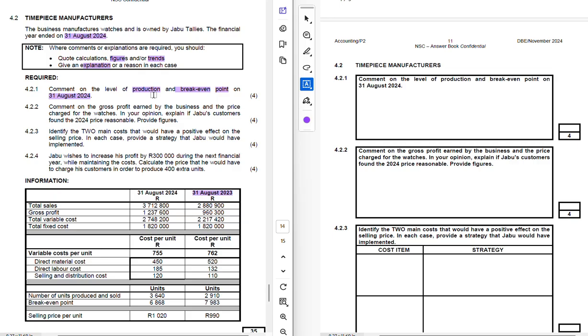Now, let us look at the production and the break-even point for the current year. The information about the break-even point is sitting here. We have a break-even point of 6,868, and the number of units produced is 3,640. As you look at that information, what do you see? Based on the information, there was less production compared to the break-even point. That basically means that the company is running at a loss.